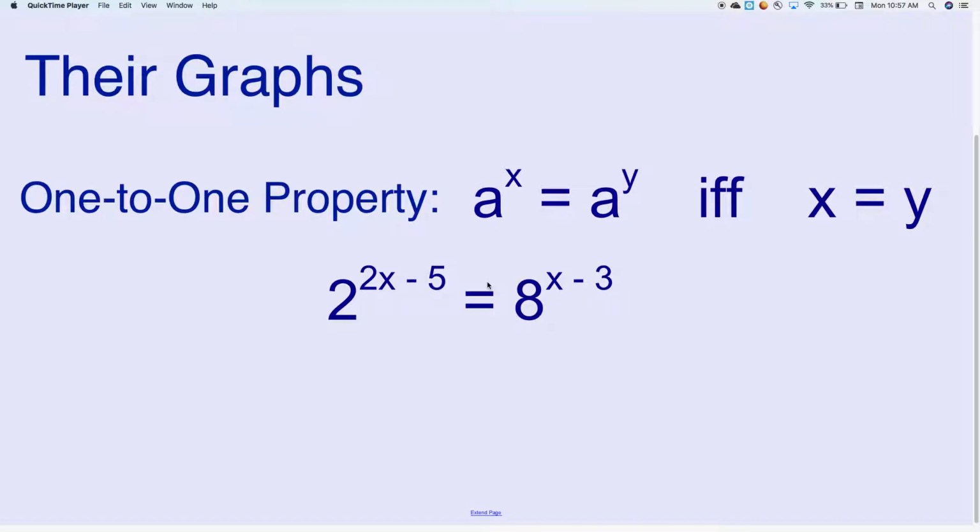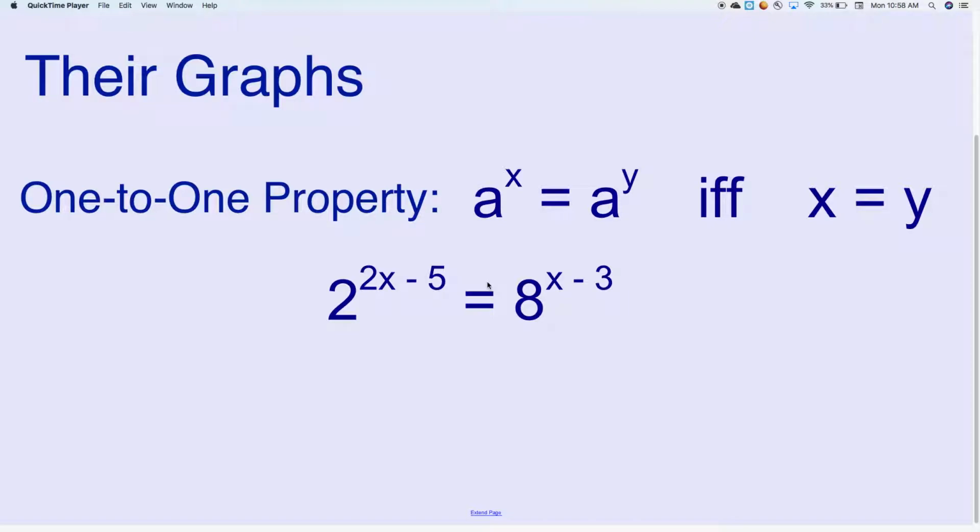So here's my example. 2 to the 2x minus 5 equals 8 to the x minus 3. Now, there is an exponent on both sides, but the trouble is we don't have the same base. So it may be your job, in order to be able to use the one-to-one property, to rewrite one or both sides in some cases so that they have the same base. Now you have to be really thoughtful here. You want to rewrite one of the numbers, but you don't want to change what it actually is. So you still want it to be 2 on the left. You still want it to be 8 on the right, but you want them to have the same base.